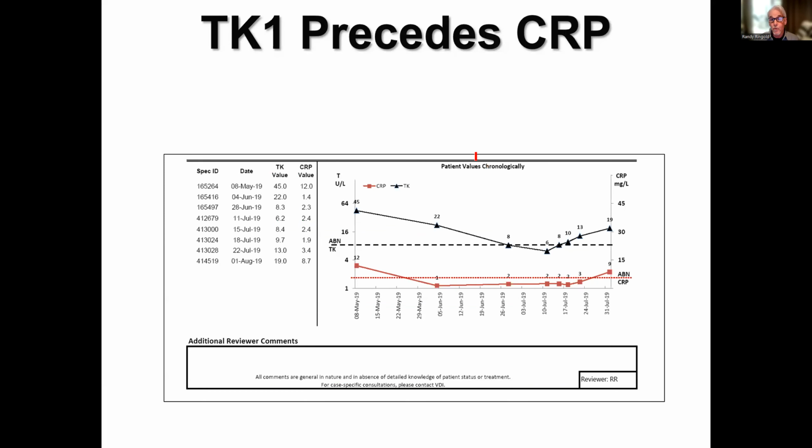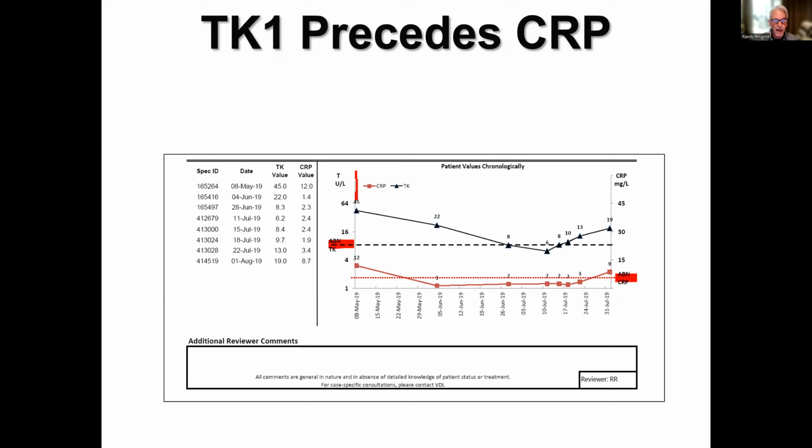So we do this for you. When you send us multiple samples, we automatically chart it for you. There's nothing more you need to do. You even get a discount doing this. And here is the abnormal TK line, and here is the abnormal CRP line. And it's a very simple goal.